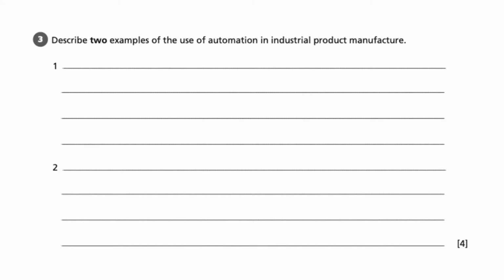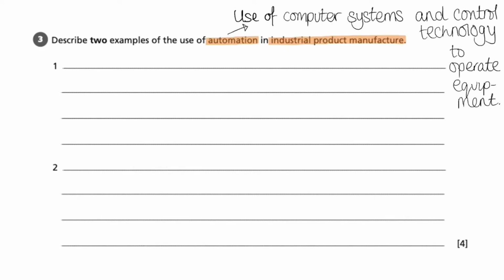For this question, we are asked to describe two examples of the use of automation in industrial product manufacture. Before we move any further, it's important that we clarify what the term automation might mean. So, automation is the use of computer systems and control technology to operate equipment. This takes away from humans operating the equipment.